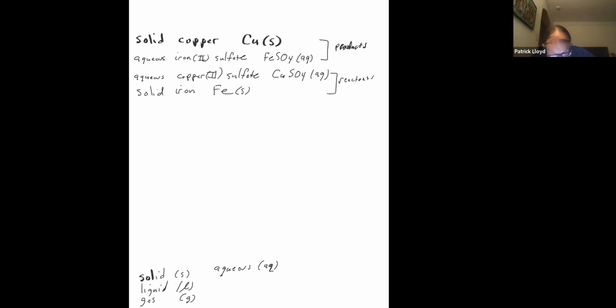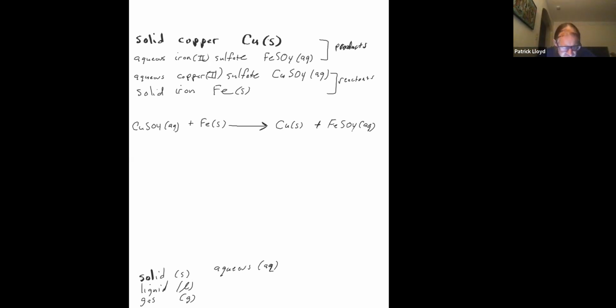Okay. So your first step is to write the equation. The arrow points toward the products, so CuS and FeSO4 aqueous. On the reactant side, we have aqueous copper 2 sulfate, so CuSO4, aqueous, plus solid iron, FeS. Okay, so there's our equation. This is actually pretty good. We've got the chemical equation written, but we don't have the balanced chemical equation written. We got to balance it now, okay?